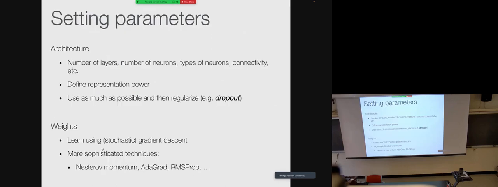Again, we have to decide on all these things: number of layers, number of neurons, types of neurons, connectivity. These are all decisions we have to make when we build neural networks. We also have to think about the representation power, for example, how many layers we could need to model our particular problem. For a vision task, we might need a lot of layers. For something much simpler, that works with some structured data, we might not need that many layers. We also need to think about regularization.